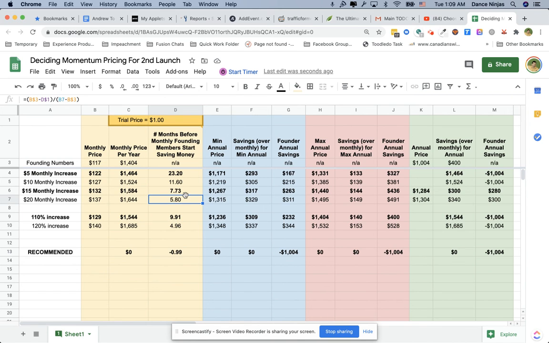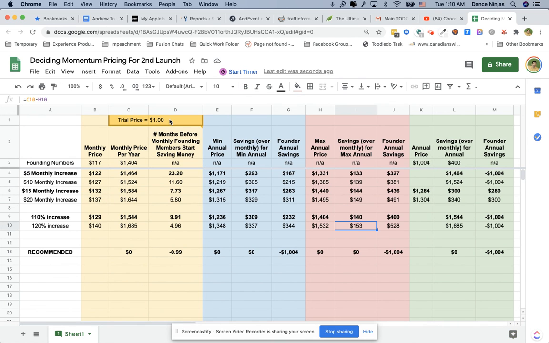The founding members only need 6 months. They get a $300 founder savings, and the annual people get $340 of savings. And it's 137 versus 132. I just don't think that's going to be much of a difference. If I'm thinking, what am I going to buy? Am I going to buy something for 132 or 137 a month? I really don't think that difference is going to change my mind at all. Anyway, that's how I'm playing with these numbers.